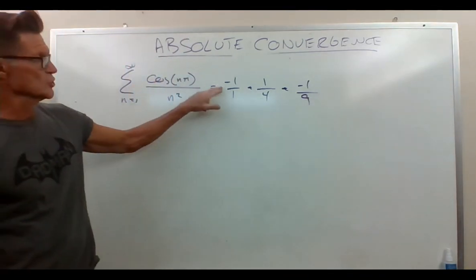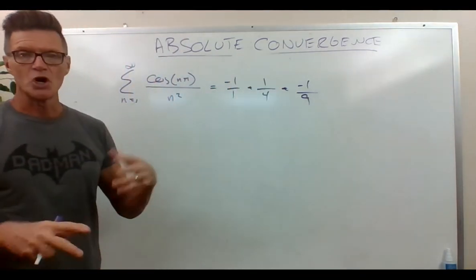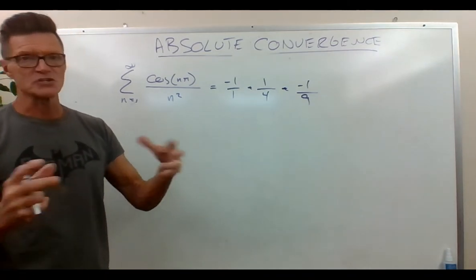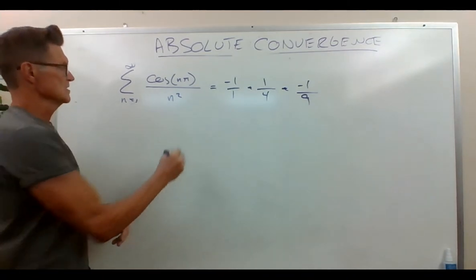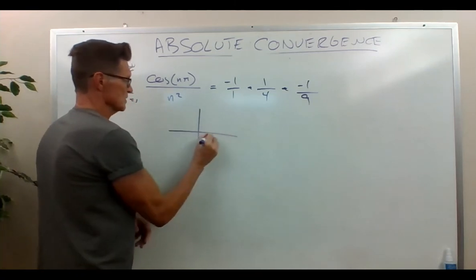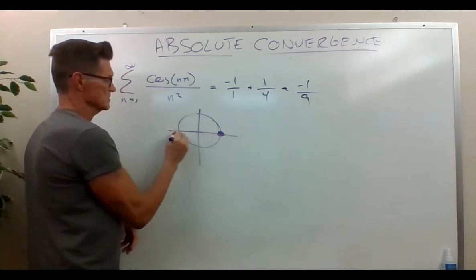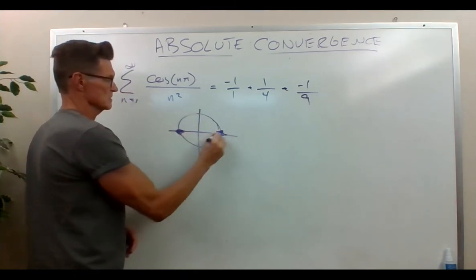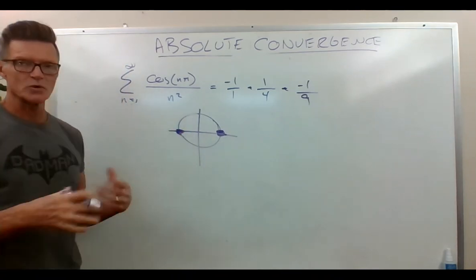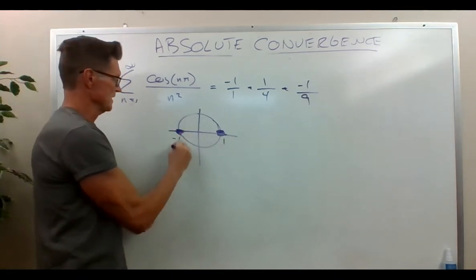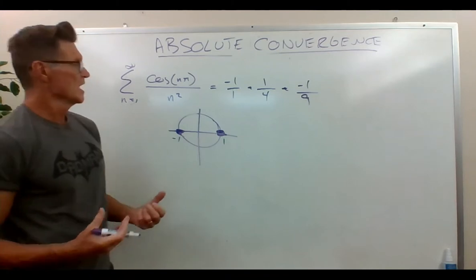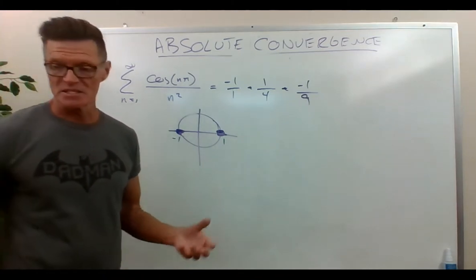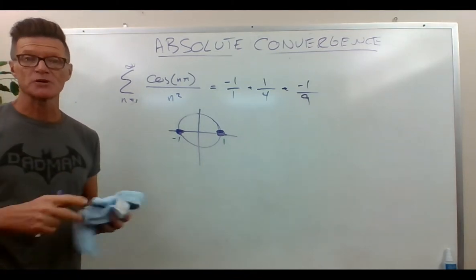You can see that the terms are going to be alternating because we're going from pi to 2 pi to 3 pi to 4 pi. If you think of it as the unit circle, we're going from here to here to here to here, and so we're fluctuating between 1 and -1. All right, so this is an alternating series. So let's test for convergence.